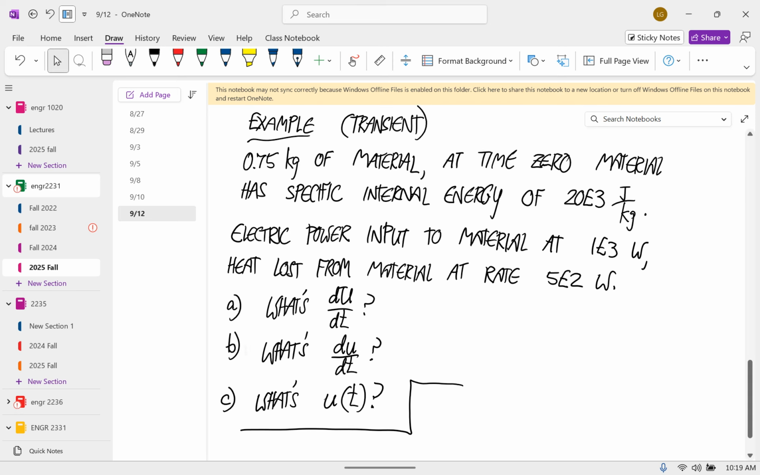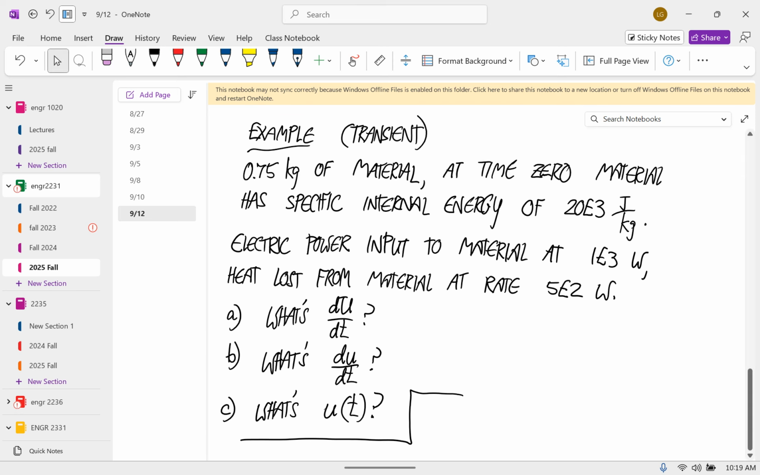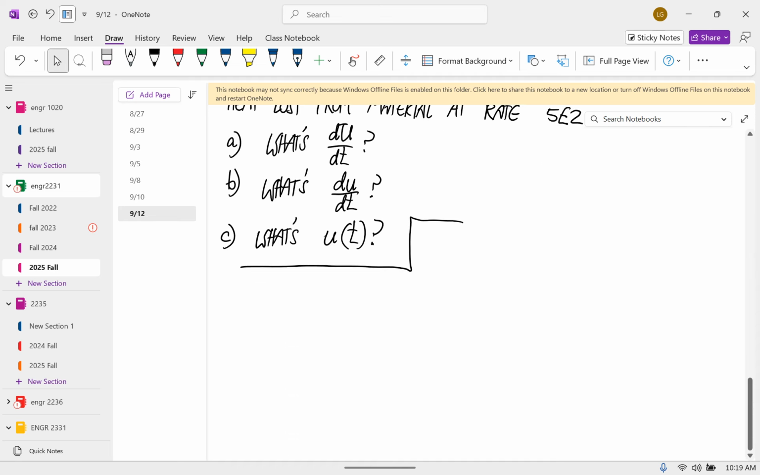Okay, we're given everything in terms of rates, so it makes sense that we would be using the differential form of the first law. So the differential form of the first law says dE dt, which in our case is just dU dt, is equal to q dot minus w dot. So that's sort of our starting point.